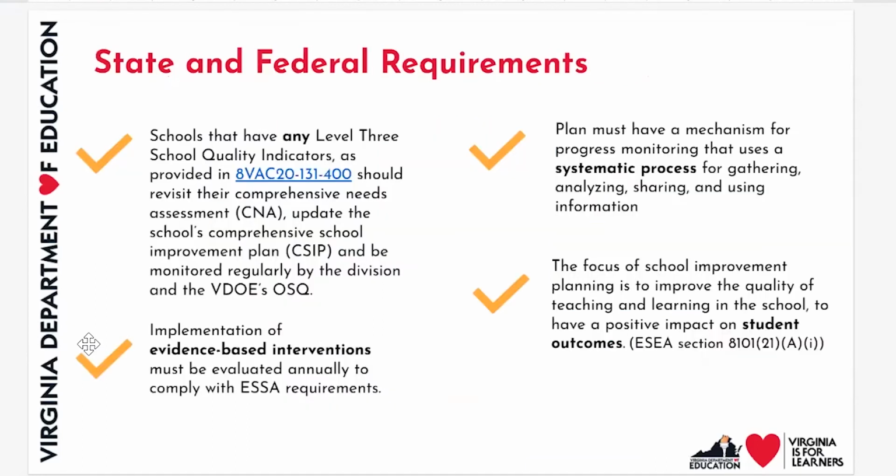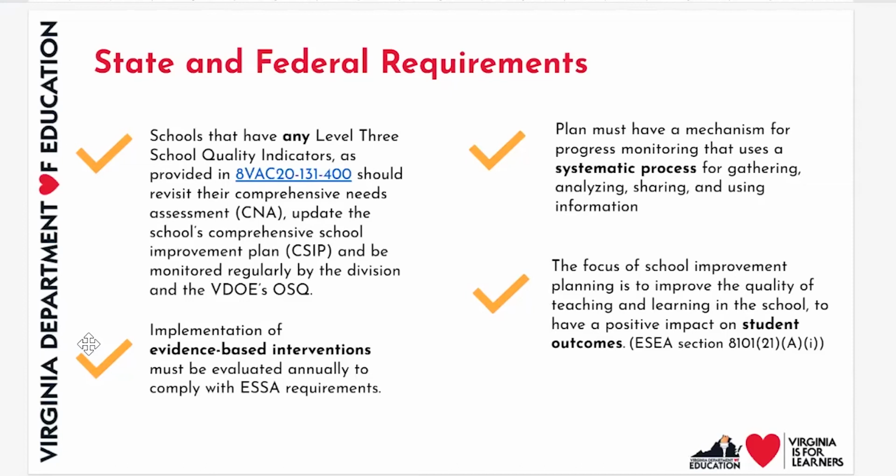Of course, we always have to be focused on the state and federal requirements. And so schools that have any level 3 school quality indicators, as provided in the law, should revisit their comprehensive needs assessment, update the school's comprehensive school improvement plan, and be monitored regularly by the division and the Office of School Quality. I wouldn't stress too much on the part about having to have a CNA reviewed and a CSIP, because every school is supposed to have that. Whether you're level 1, level 2, level 3, every school should be looking at their needs assessment and looking at their CSIP, because every school in the Commonwealth of Virginia does some things well and has some things they need to improve on.